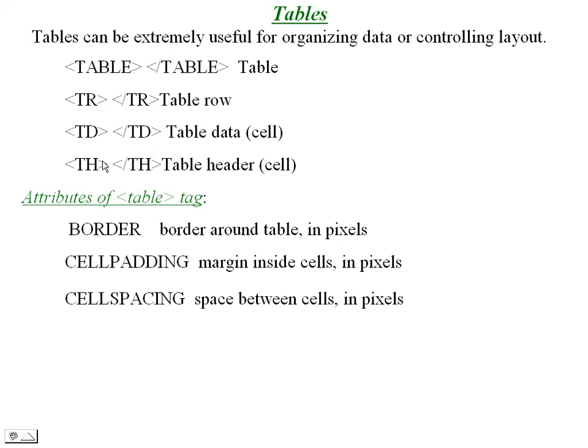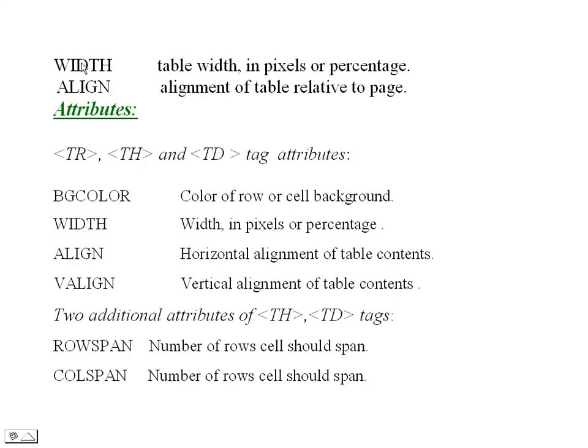The attributes of the table tag are border, cellpadding, cellspacing. Border specifies border around the table. Cellpadding specifies margin inside cells. Cellspacing specifies space between cells. Width specifies the width of the table. Align specifies the alignment of the table related to the page.